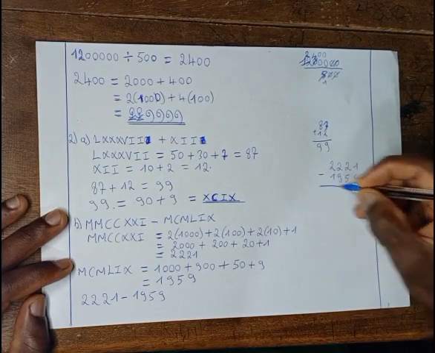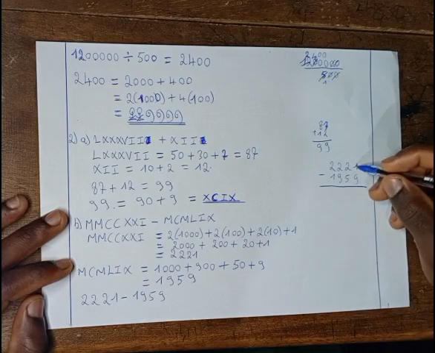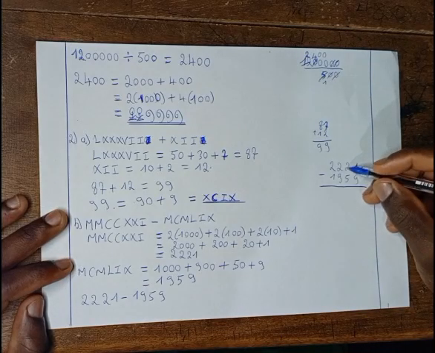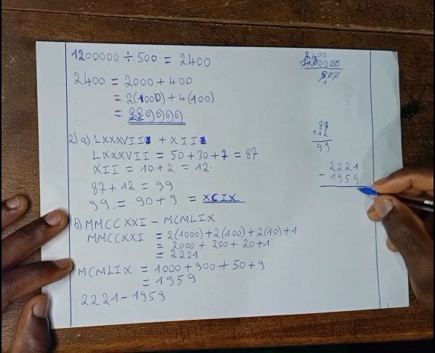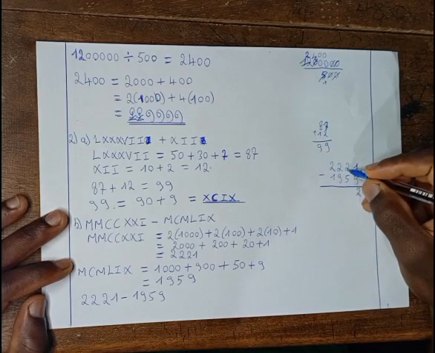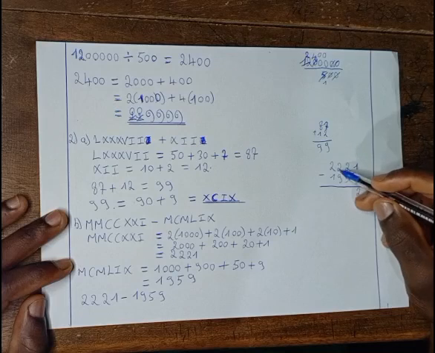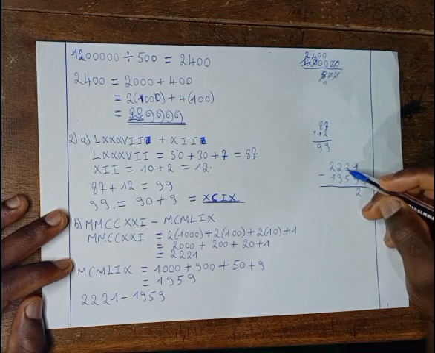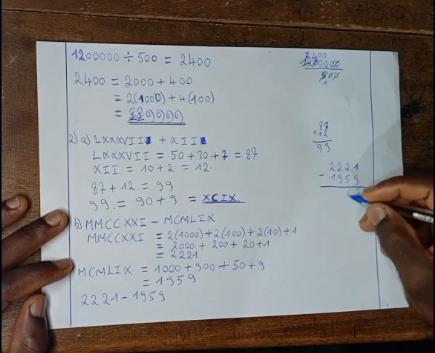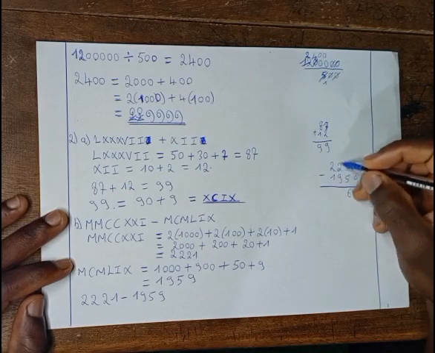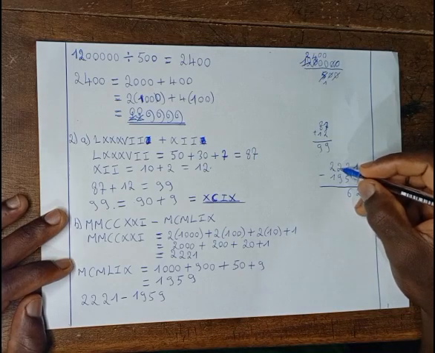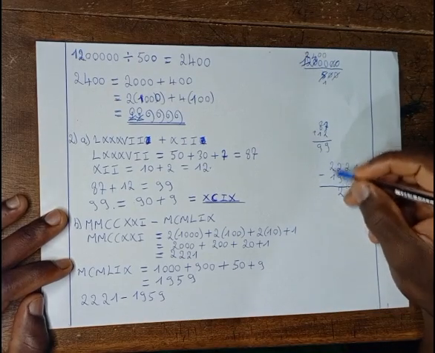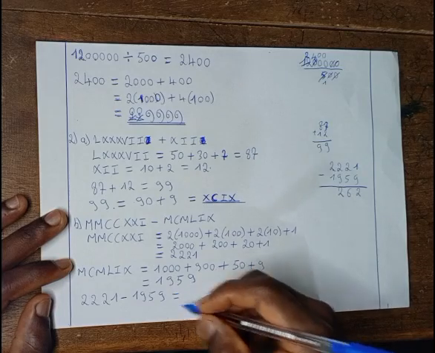2221 minus 1959. Here we have 1, so we move to the next higher place value. We take a 1, which is a 10. 10 plus 1 gives us 11. 11 minus 9, 2. Here we are left with 1. Move to the next higher place value. We take a 1 which represents a 10. We add the 10 to 1. It gives us 11. 11 minus 5, 6. Here we are left with 1. Move here. We take a 10. 10 plus 1 gives us 11. 11 minus 9 gives us 2. Here 1 minus 1 gives us 0.